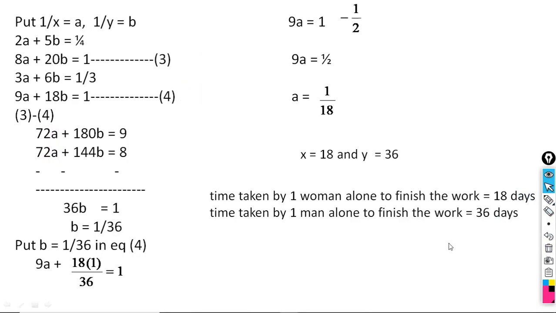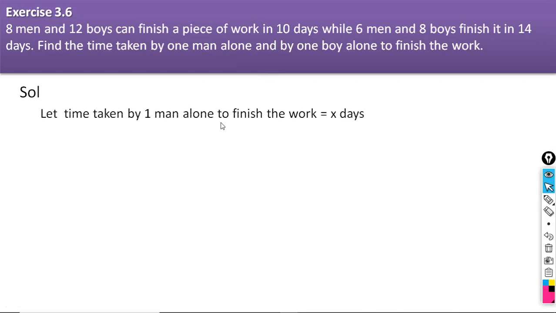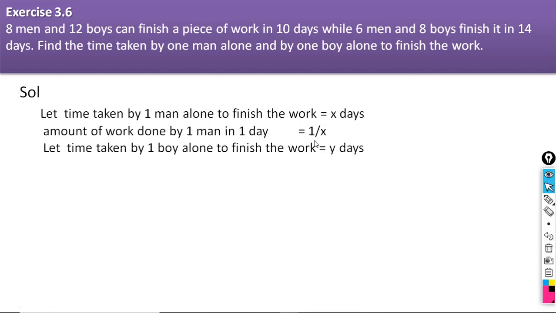Now students, let us try one more problem on this concept. In this problem, 8 men and 12 boys can finish a piece of work in 10 days. So we start the question again considering the time taken by one man alone to finish the work x days. 1 day work is 1 by x. And the time taken by one boy alone to finish the work is y days. And the 1 day work will be 1 by y.